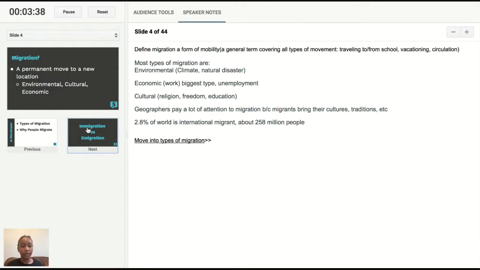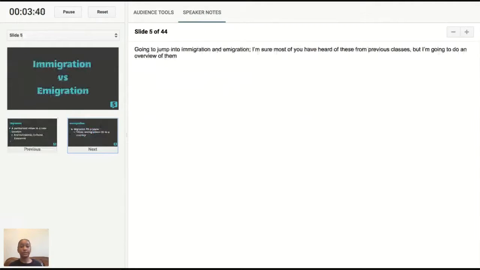Okay, so we're going to talk about immigration versus emigration. So I'm sure most of you have heard of these from previous classes, but I'm just going to do a really quick overview of them and just explain what they are, the difference between them, and just how they relate to the topic in general.